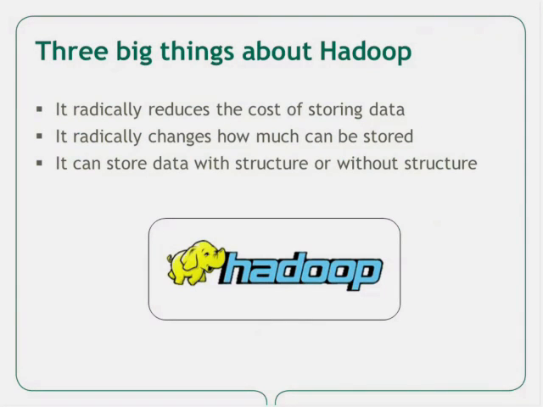So if we were to summarize, what are the three big things about Hadoop? It radically reduces the cost of storing data, it radically changes how much can be stored, and it can store data with structure or without structure. This is going to open up a lot of opportunities for any enterprise organization.